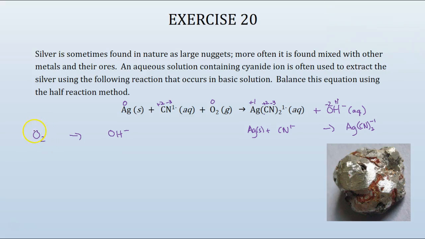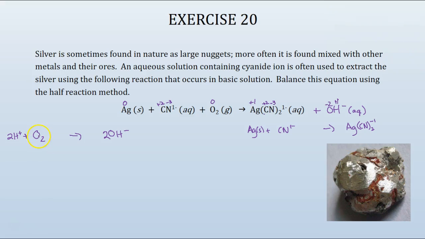Half reactions done. So now we have 2 O's and 1 O. Since I have an OH, I'm just going to add a 2 right there, which will balance out my O's. Okay, but now I have H's over here. So I have 2 H's that I have to account for. So I'm going to add 2 H pluses over here to balance that out.